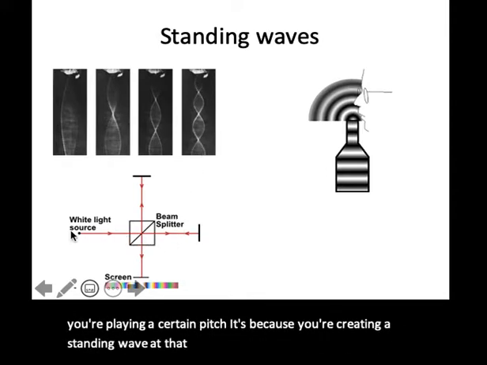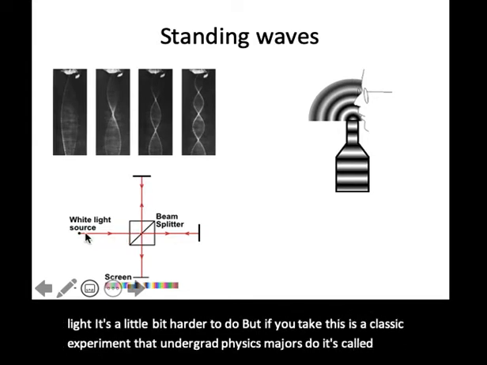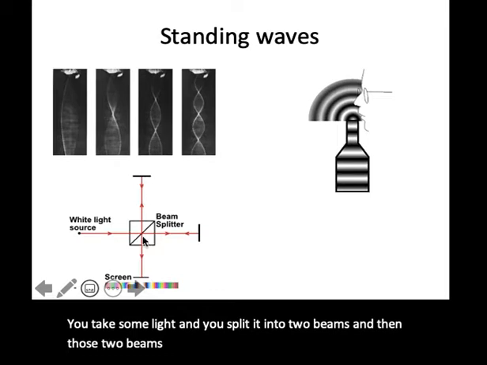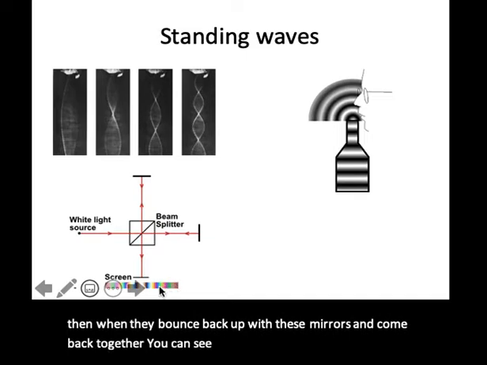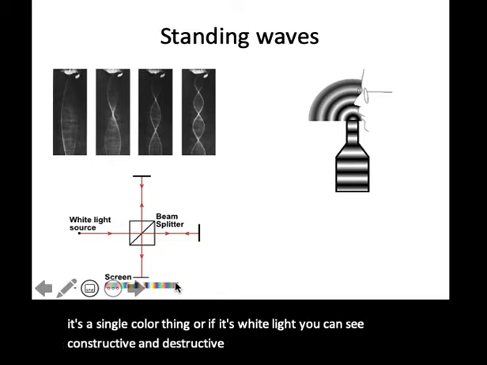And you can do it with light. Light is a little bit harder to do, but this is a classic experiment that undergrad physics majors do. It's called the Michelson-Morley experiment. You take some light and you split it into two beams, and then those two beams travel two slightly different distances. And then when they bounce back off of these mirrors and come back together, you can see alternating bright and dark spots if it's a single color, or if it's white light, you can see constructive and destructive interference based on the different wavelengths there.